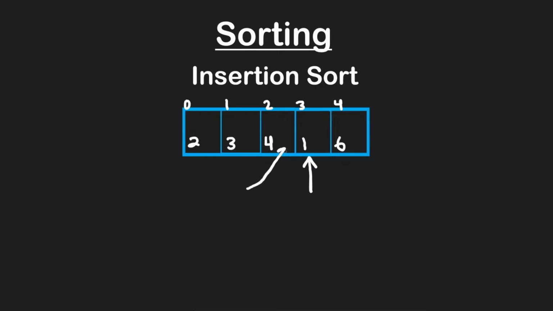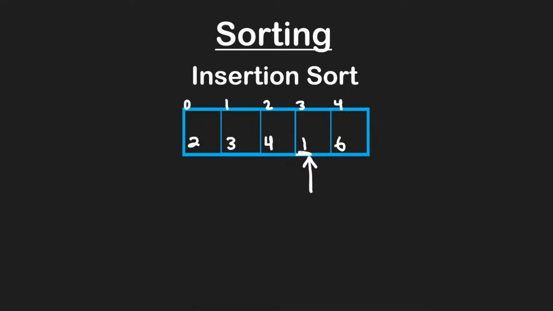Should it go at the end of these 3 values? Should it go in between these 2 values? Should it go in between these 2 values? Or should it go over here? Well, let's see what the algorithm does. This is why it's called insertion sort, because we're taking one value and inserting it into a sorted array. So let's see what the algorithm does in this case.